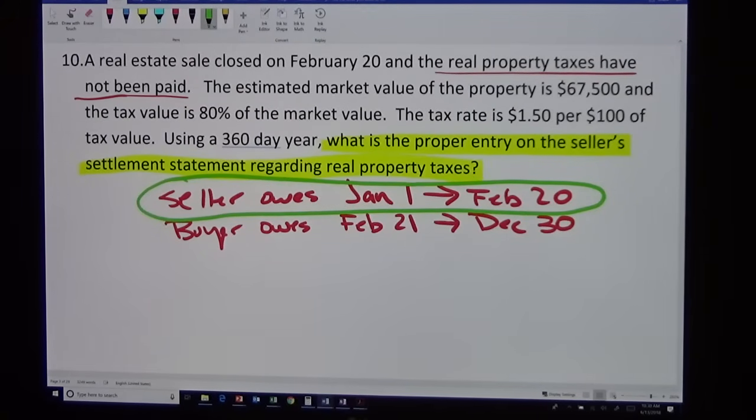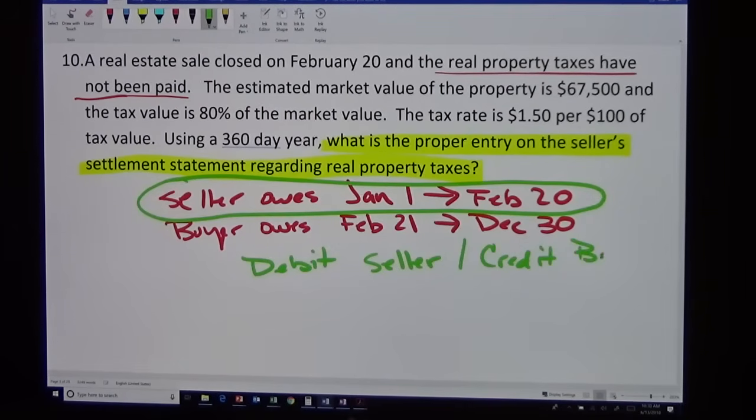So it's going to be seller owes, which means it's going to be debit seller. And if it's debit seller, it's credit buyer. I really recommend you get that straight before you actually do the math. That way you make sure the money's flowing in the correct direction. So debit seller, credit buyer. Now let's figure how much.